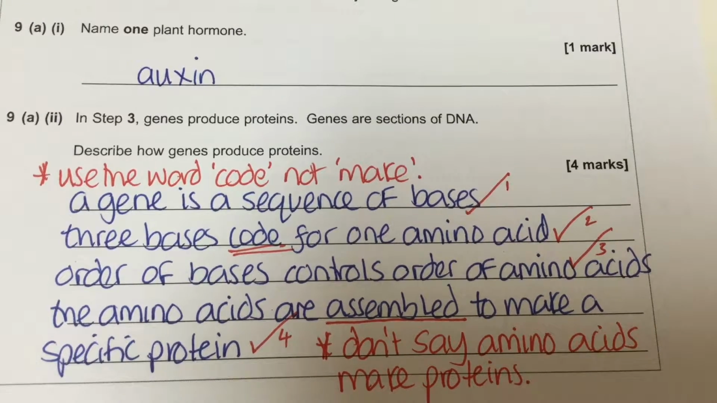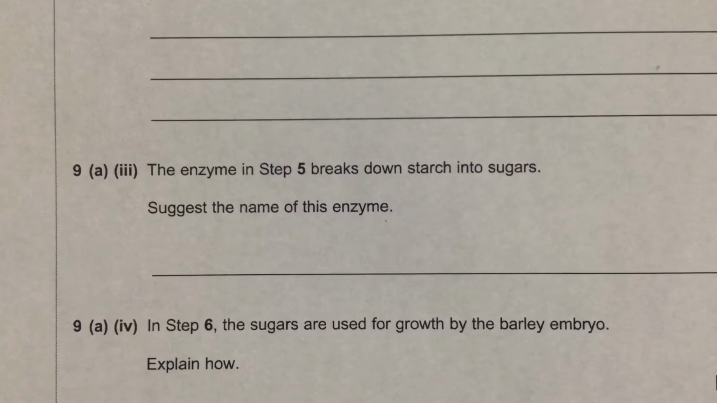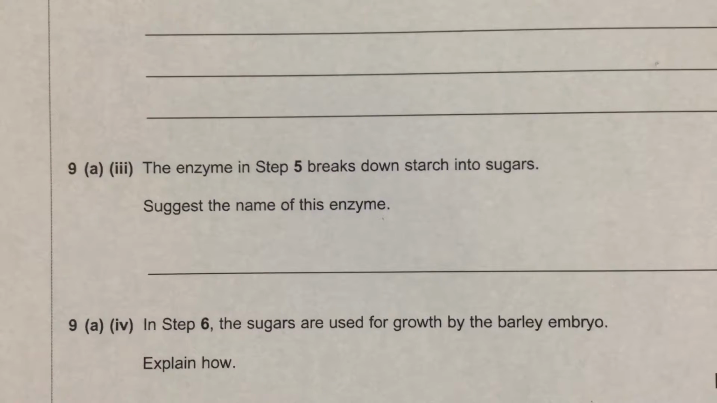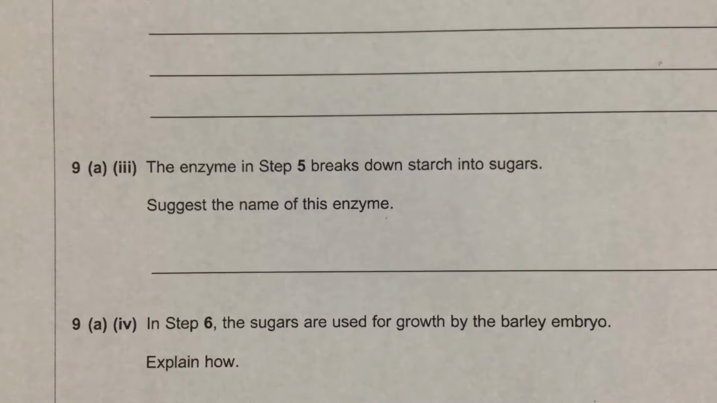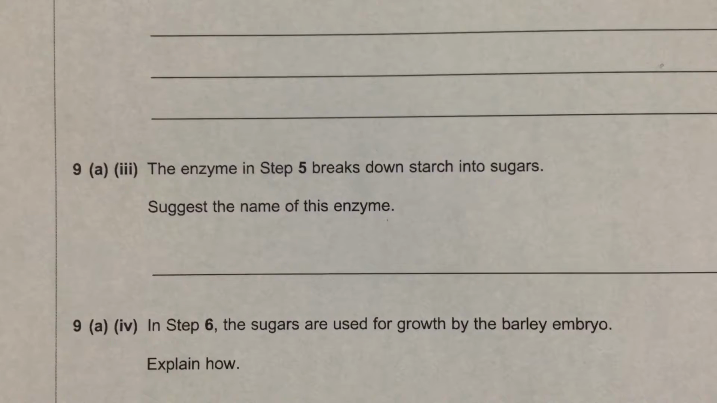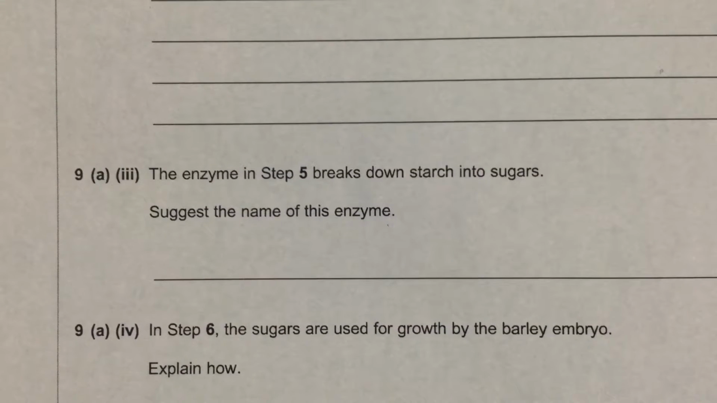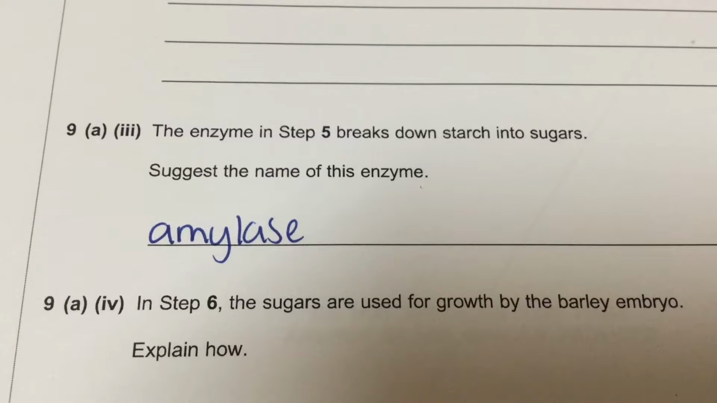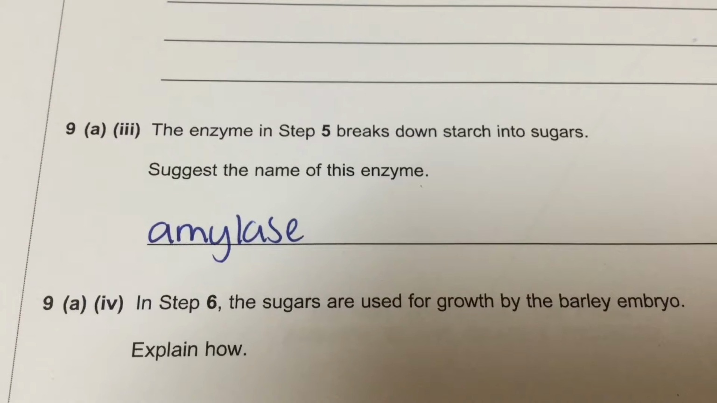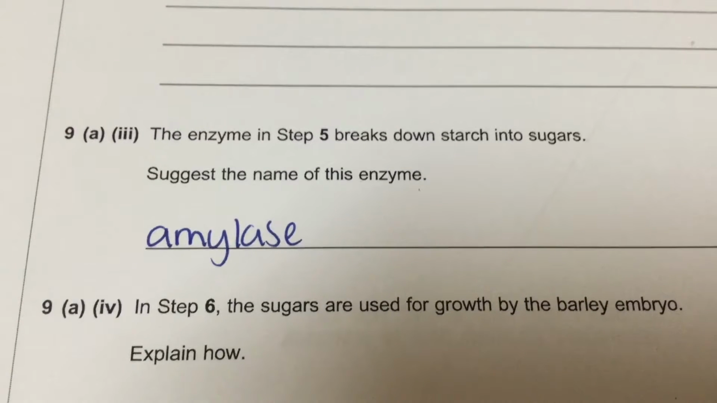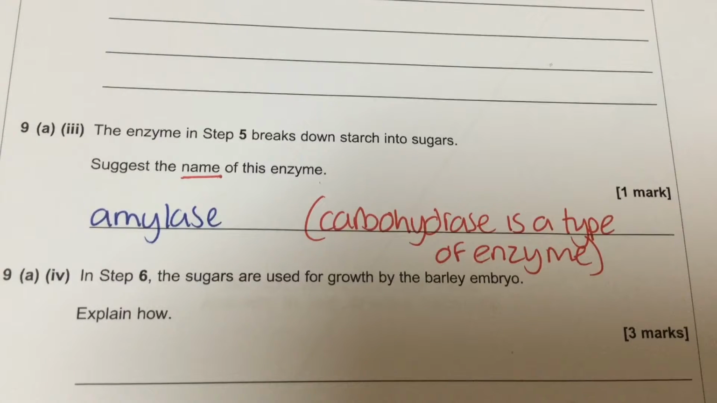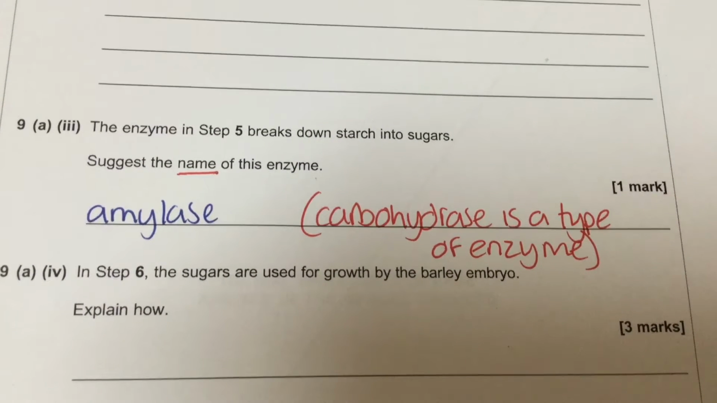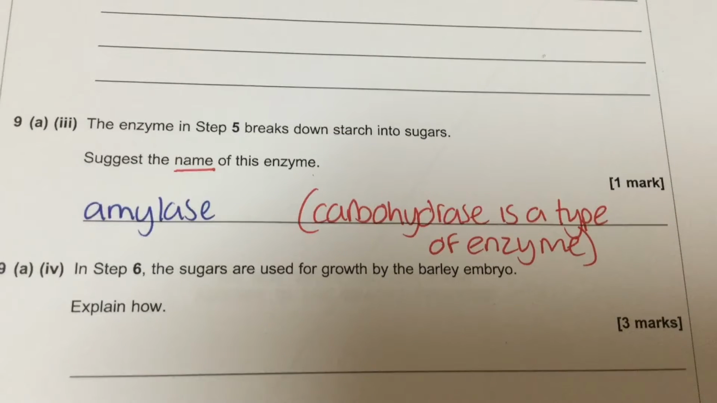The next question says, the enzyme in step 5 breaks down starch into sugars. Suggest the name of this enzyme. And the name of the enzyme is amylase. You couldn't say carbohydrase because that's a type of enzyme. If you're asked for the name, they want the specific name. You know that the answer isn't maltase because maltase acts on maltose and it doesn't act on starch. Amylase digests starch into maltose, which is then acted on by maltase to make glucose. Remember, that's a 2-step reaction.